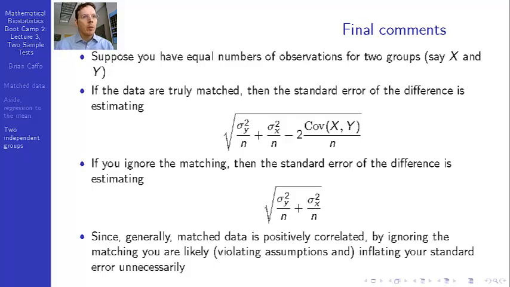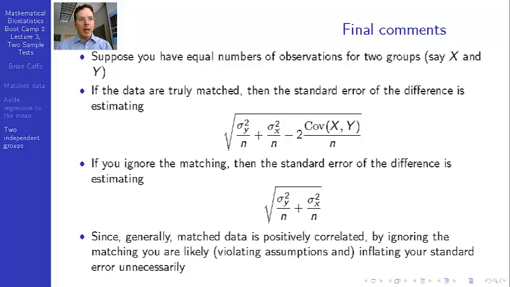Okay, and then some very final comments. I know I keep saying final comments, and then lying. Suppose you have equal numbers of observations for two groups, and let's label the groups X and Y. The data is random variables X and random variables Y.